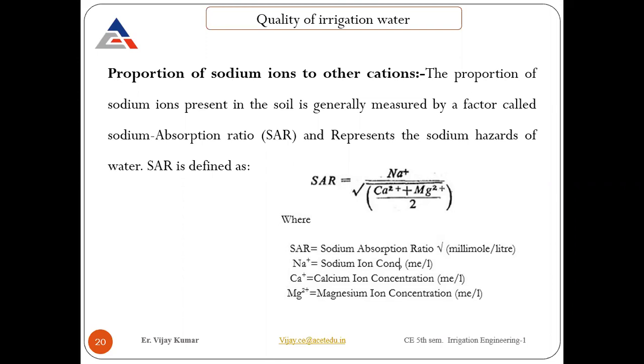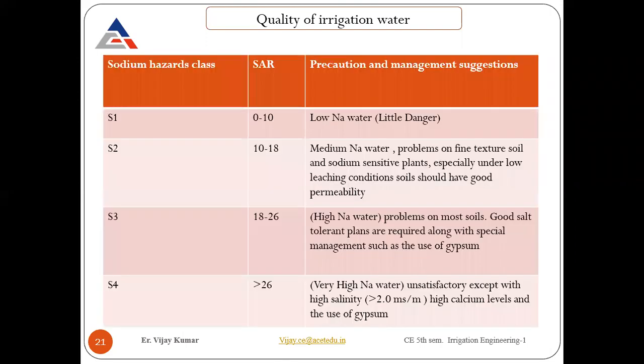So this is a very important part to know about it. If you see from there, from the value of SAR number, we divide the soil water, the water we are going to supply to the land, into different categories. Sodium hazard classes are S1, S2, S3, and S4, depending upon the SAR values. We can calculate the SAR value by using the relation from the previous slide.